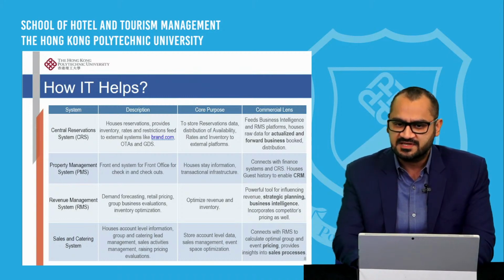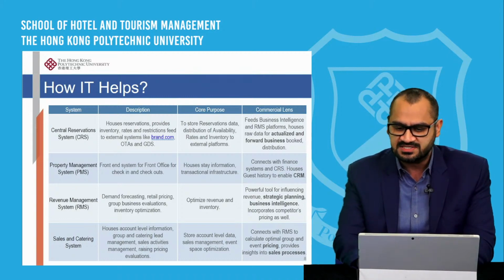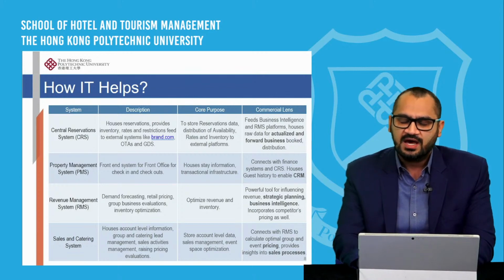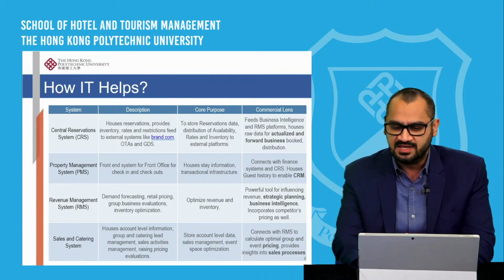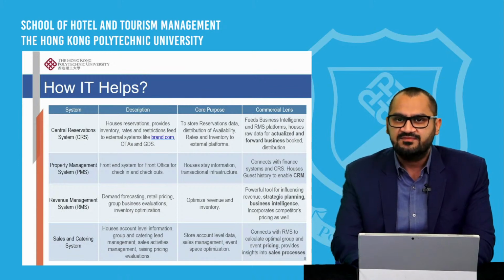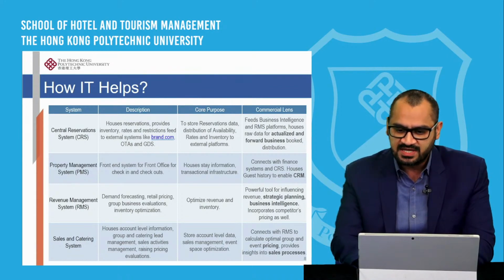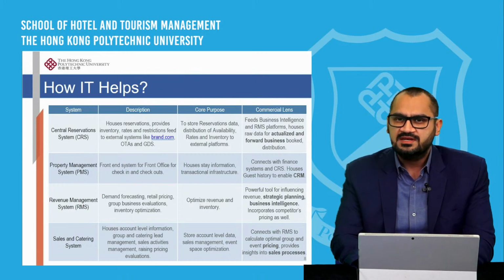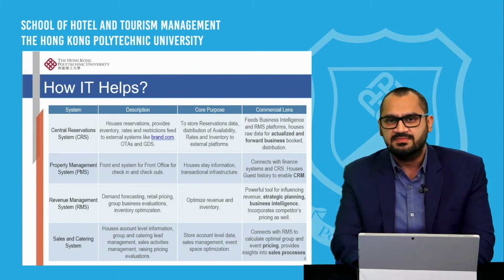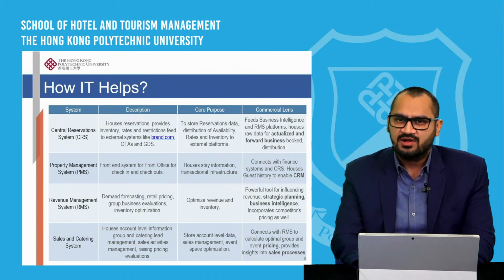I will start with the first one, which is the CRS, or Central Reservation System. This system houses all the data of a hotel typically, and it serves three core functions. First, reservations are generally keyed into it, so it serves as a repository of all reservations transactions data. It distributes availability, rates and inventory to third party platforms, and also serves as a platform for data which is harnessed by other business intelligence systems.